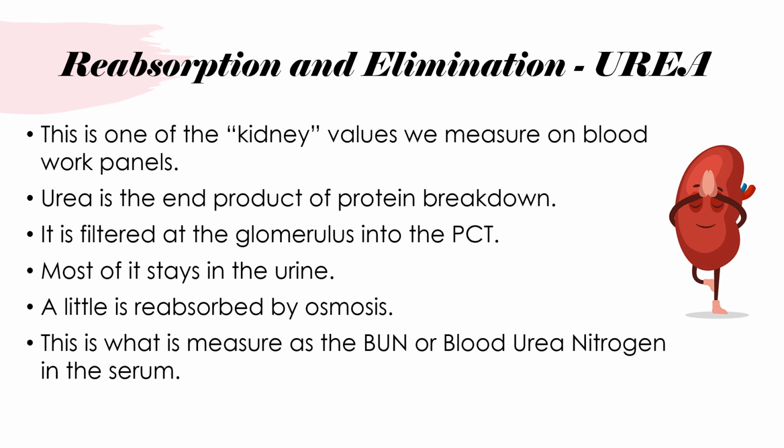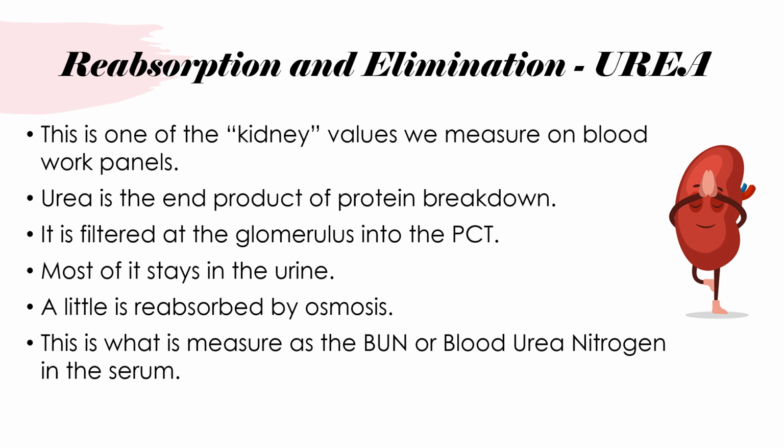So we then have this thing called urea, which you should be familiar with. This is one of the kidney's values, okay? We measure it on blood work panels. So we can check to see how much urea, which is also known as the blood urea nitrogen or the BUN, we can measure that value in a patient's serum, the fluid portion of the blood.